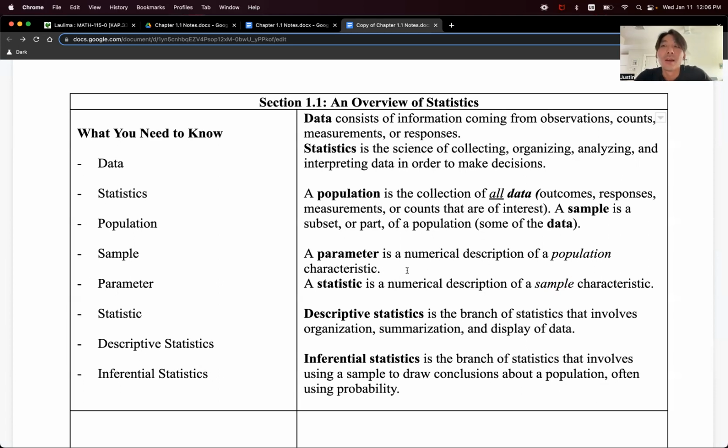Contrasted with statistic: if I take the salaries of 100 individuals within the United States, then that's now a statistic. If I take the average salary or the median salary or the standard deviation of salaries across only those 100 or 1,000 people, that is now a statistic because it's only about the sample and not the entire population.